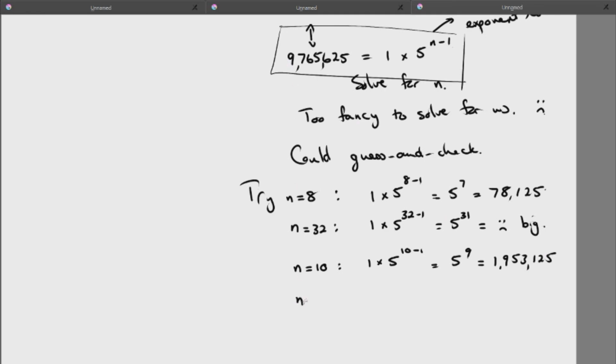So maybe one more, maybe 11. I don't want to jump too far because I'm so close. So 1 times 5 to the 11 minus 1 equals 5 to the power of 10, and you'll see that is correct. So it's a strategy that obviously is a little more tedious. I'm just jumping around, trying numbers, hoping to get close. It's not something I can rely on for too long, but because this is a little bit beyond our level, it feels okay that we can still at least find the answer.